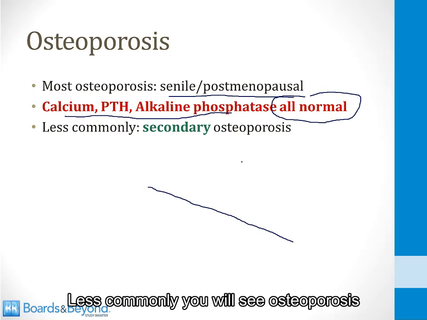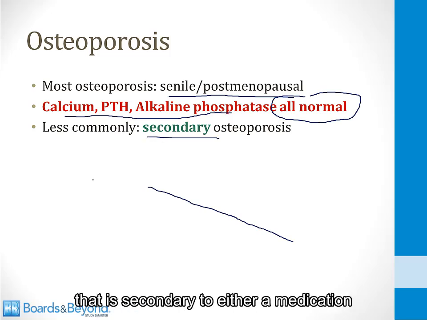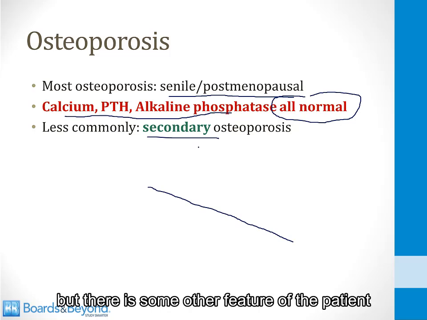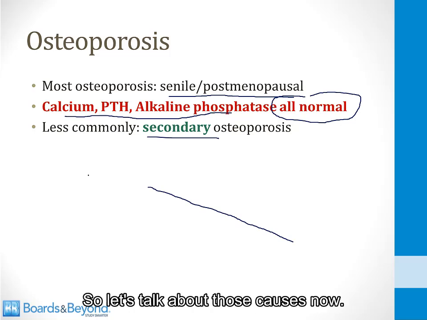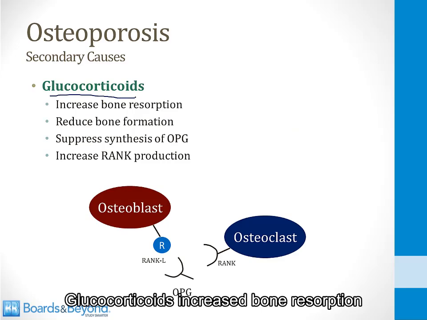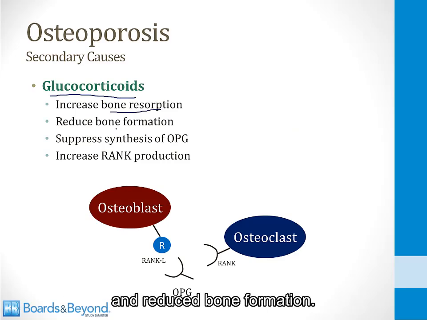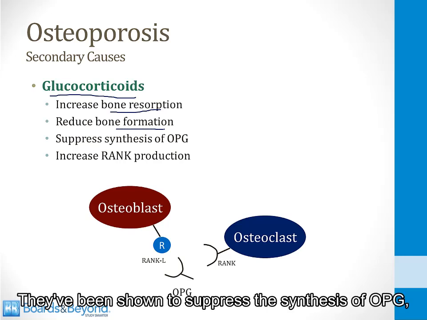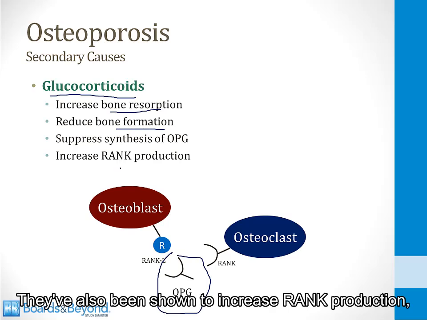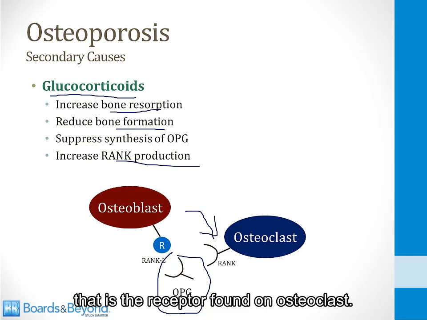Less commonly, you will see osteoporosis that is secondary to either a medication or a clinical problem that the patient has that leads to accelerated bone loss. So it's not just aging or menopause, but there is some other feature of the patient that leads to osteoporosis. So let's talk about those causes now. A classic secondary cause of osteoporosis is glucocorticoid therapy. Glucocorticoids increase bone resorption and reduce bone formation. They've been shown to suppress the synthesis of OPG, the decoy receptor. They've also been shown to increase RANK production, that is the receptor found on osteoclasts.